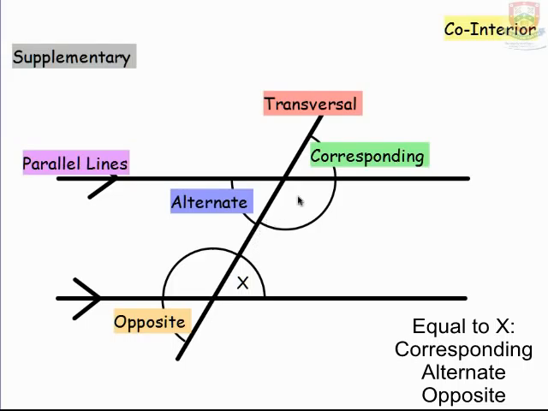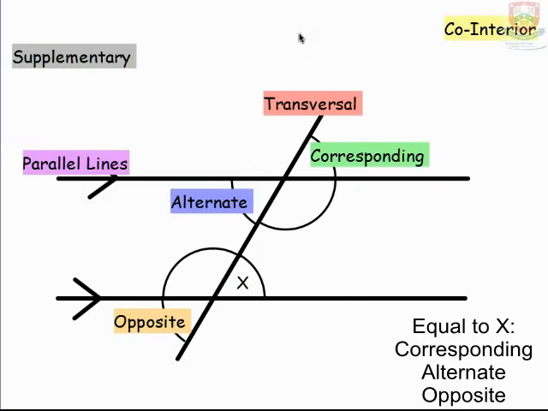All of these angles, the corresponding, the alternate and the opposite angles, are all equal to x. They're exactly the same angle. If you look at them, they look the same. They're all acute angles. So knowing x, we can find all four of those angles.